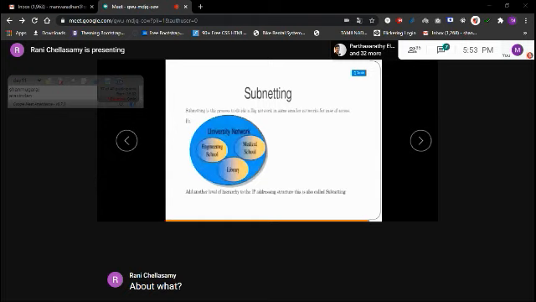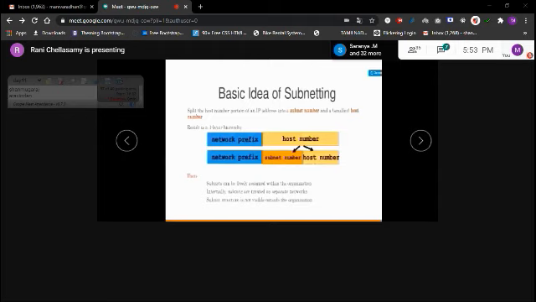Okay. So the basic idea of subnetting is that the IP address is going to be divided. That is, the host number portion of the IP address is going to be divided into subnet number and host number. Normally we have the network part and the host part. In the subnetting concept, the network part will be there, the next part, subnet number, and then the host number.